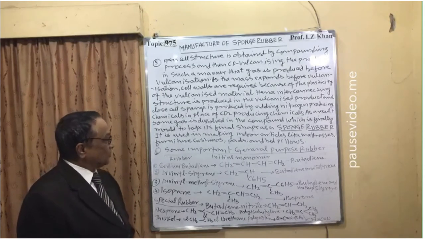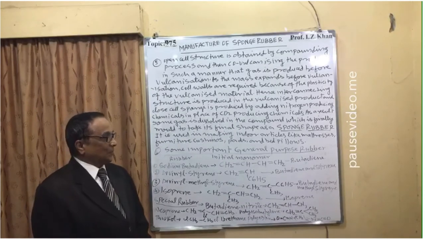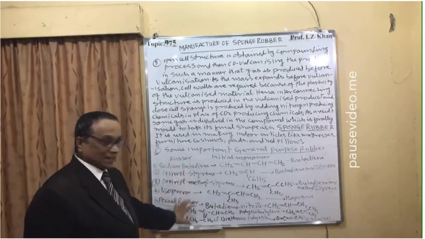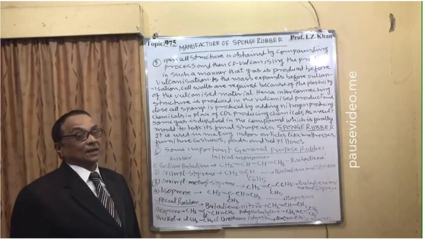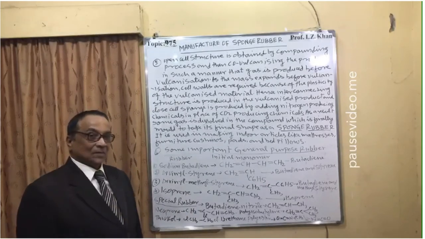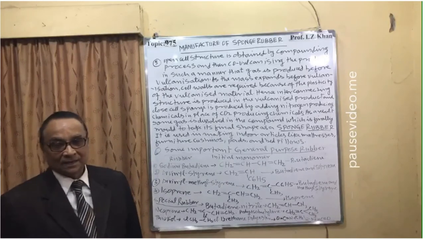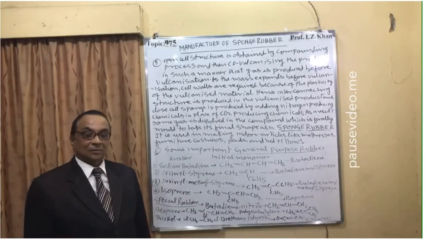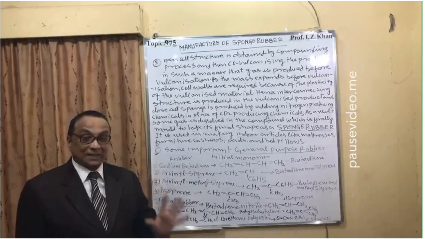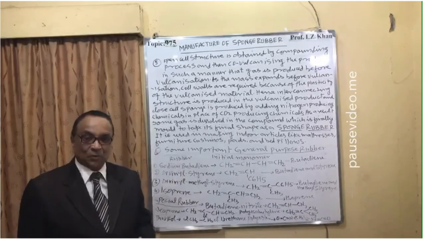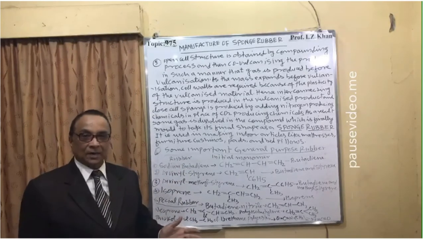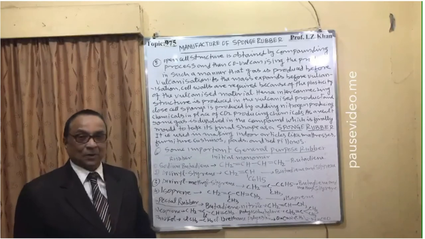Number 6, some important general purpose rubber. I have given some monomers which are very common and very important for students who are studying rubber chemistry or the manufacture of rubber, they should understand these monomers. So there are two types of monomers. One is for general rubber and the other one is for special types of rubbers.